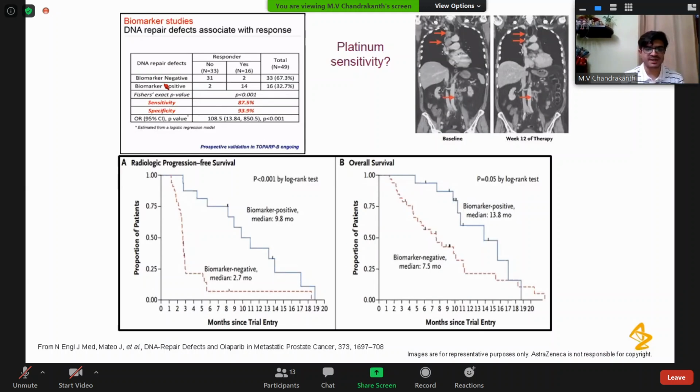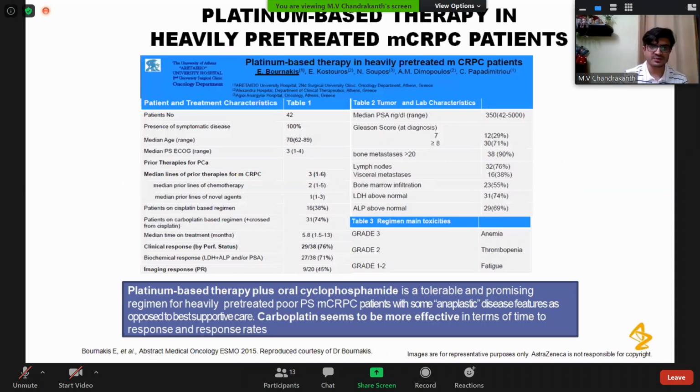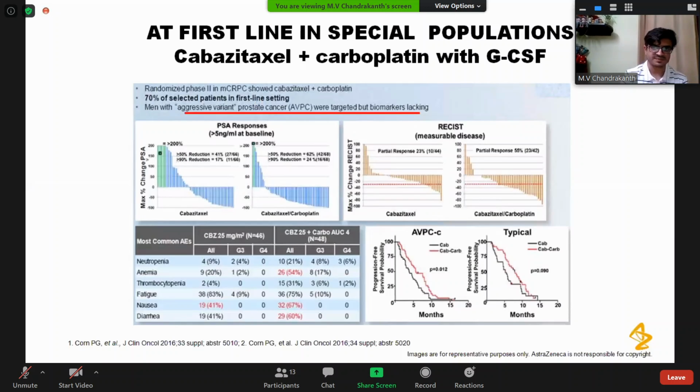So this is some data on using platinum in those patients who are BRCA mutant. You can see the median radiological progression-free survival is around 9.8 months versus 2.7 if you use platinum. So there is some role of platinum if a BRCA mutation is present. Again, platinum-based therapy plus oral cyclophosphamide is a tolerable, promising regimen for heavily pretreated, poor PS metastatic CRPC if they have anaplastic features and morphology.